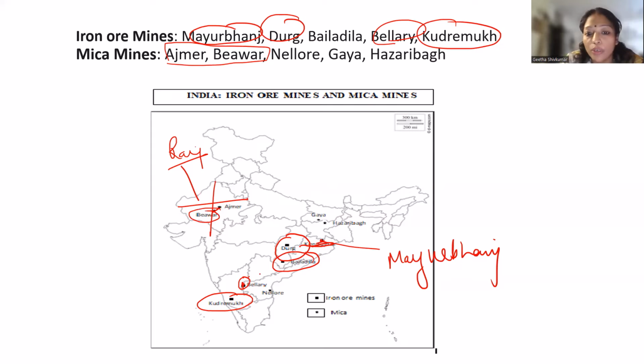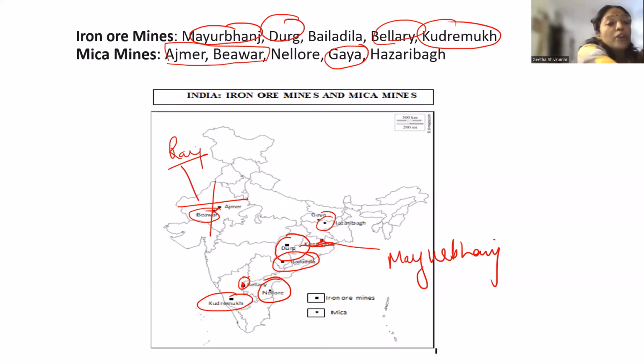Then I have Nellore. Nellore is in Andhra Pradesh. Next is Gaya. This is my Gaya, and Gaya is in Bihar, in the southern area of Bihar. Then Hazaribagh is below Bihar, in this state, which is Jharkhand. So these are your mica mines, and the others are your iron ore mines.